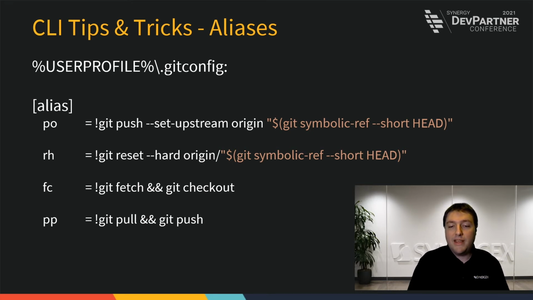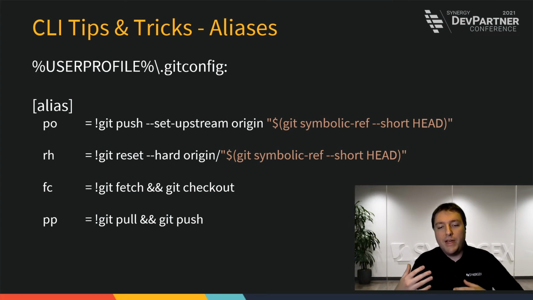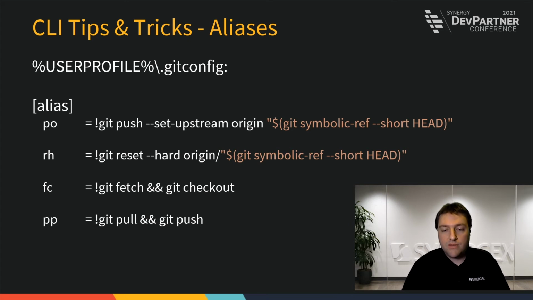This file is plain text and should resemble an INI file format with section headers and key value pairs. What you see on the slide is an alias section header followed by actual alias definitions. The syntax for aliases is quite powerful, and I think the Git docs do not actually do it justice. So I will provide a link to a GitHub repo that is focused on Git aliases, and that should be included in the resources page that goes along with this presentation.